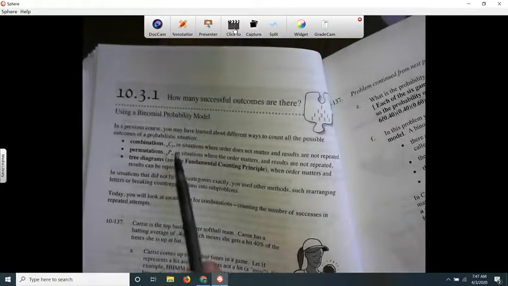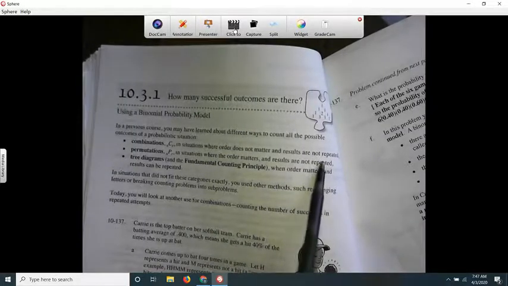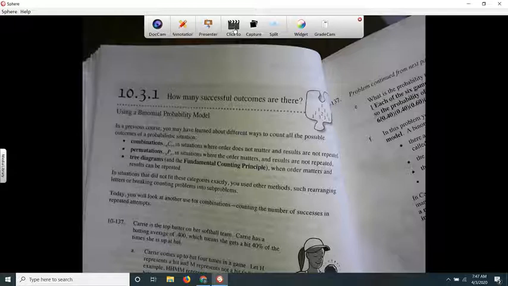There's combinations, where those work for situations where the order doesn't matter and results are not repeated. So we talked about this in class once. I was saying combinations are kind of like when I'm picking teams for your study teams, the combination of, I'll just use fake names, Johnny, Sam, Jane, and Harry. It doesn't matter what order I pick them in, they're still in the same team. So the order wouldn't matter.